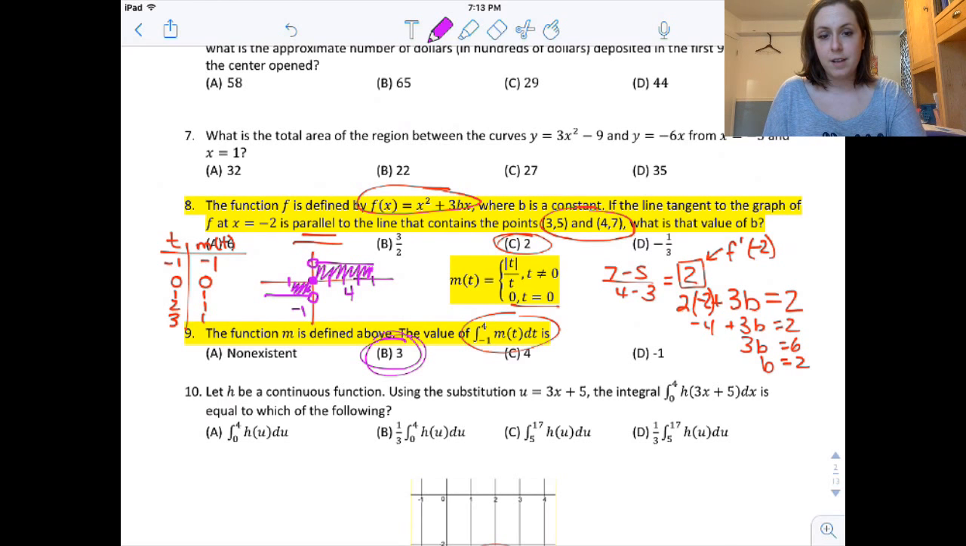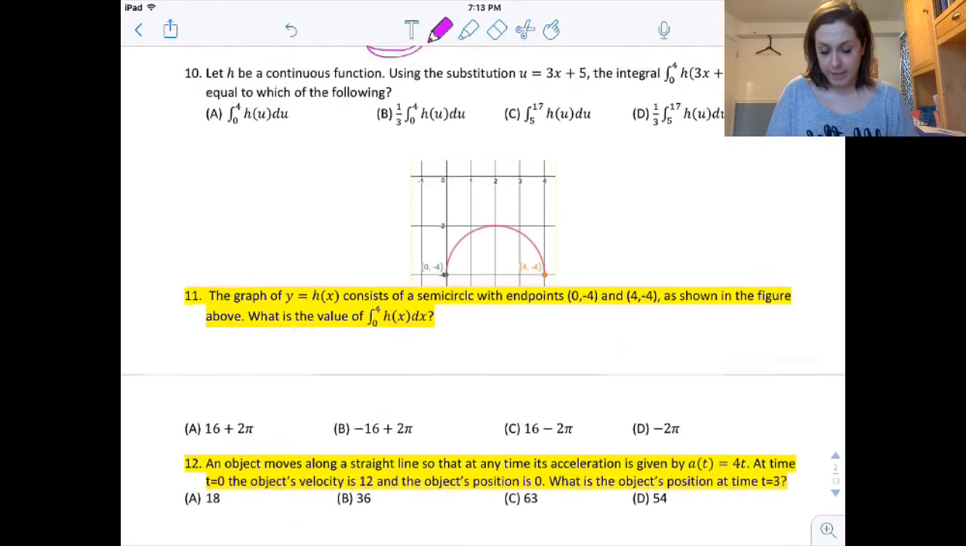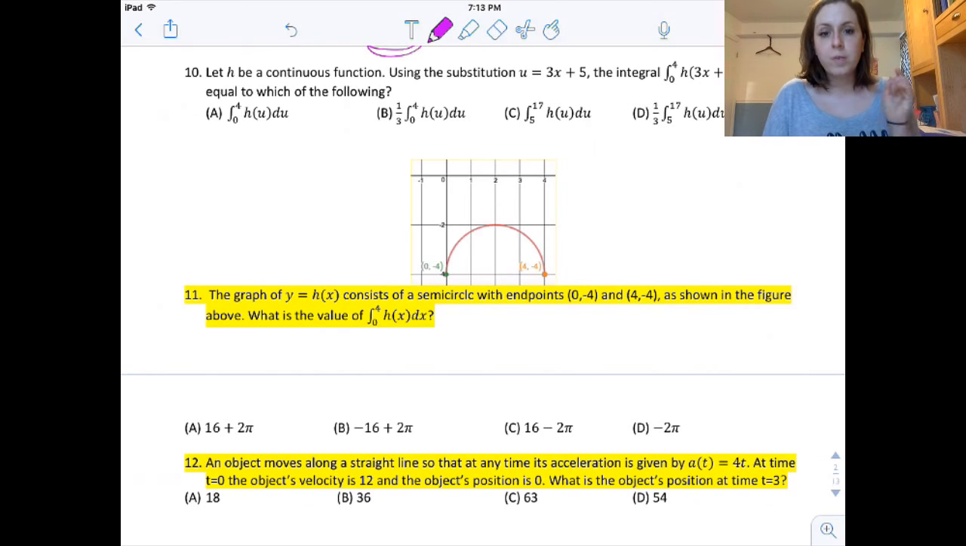All right, send questions on that. I'm just keeping an eye on the chat here. All right, next one that I want to look at is an area one, which is kind of strange for people. So this is the next one I want to look at, number 11. The graph of H consists of a semicircle with endpoints (0, -4) and (4, -4), as shown in the figure above. What is the integral from 0 to 4 of H?